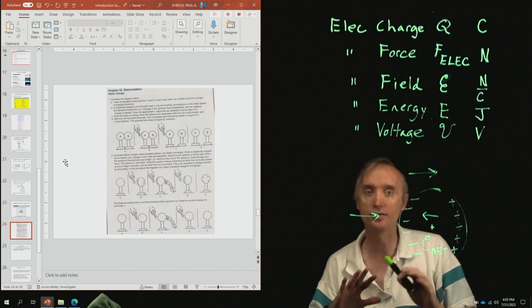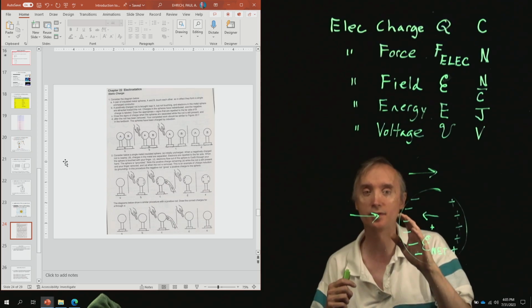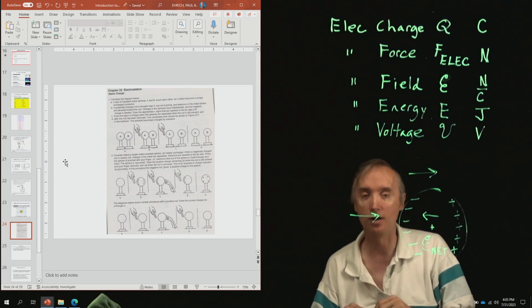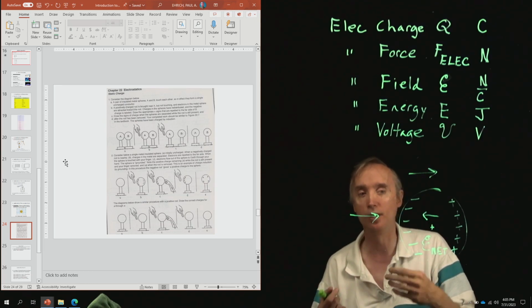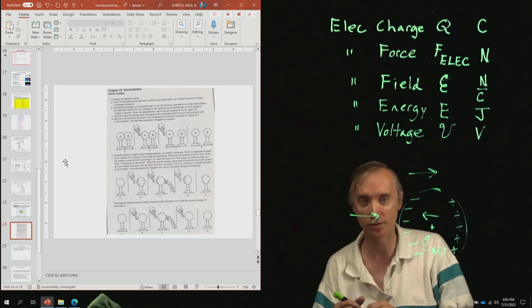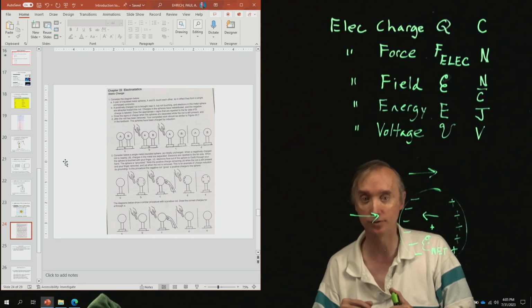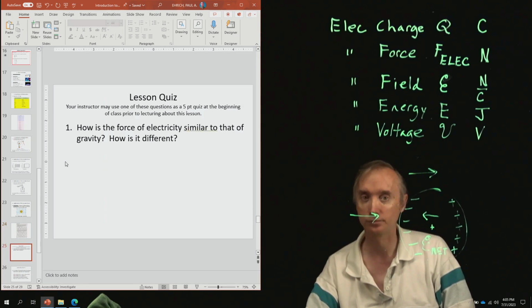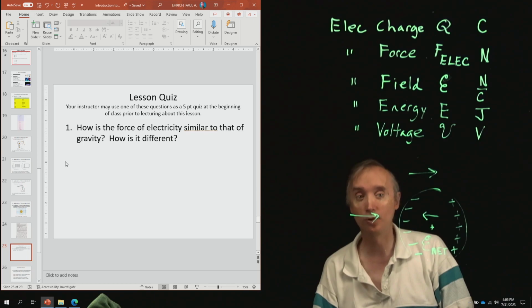Now, if you want to do it, this is a worksheet from Paul Hewitt on electrostatics. Again, you can't read it, but if you blow up the picture, you can look at it and see if you can answer those questions dealing with electrostatic polarization. So let's take one more break, and when we come back, we'll take our lesson quiz.